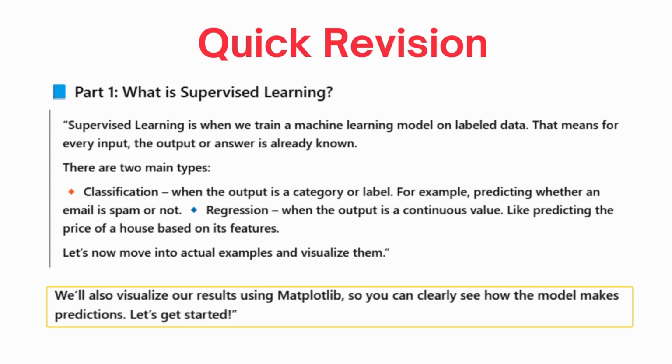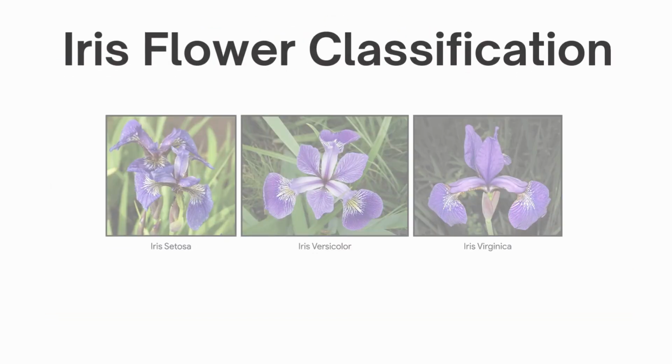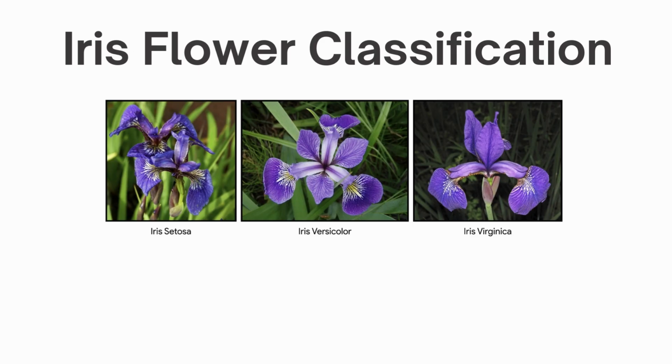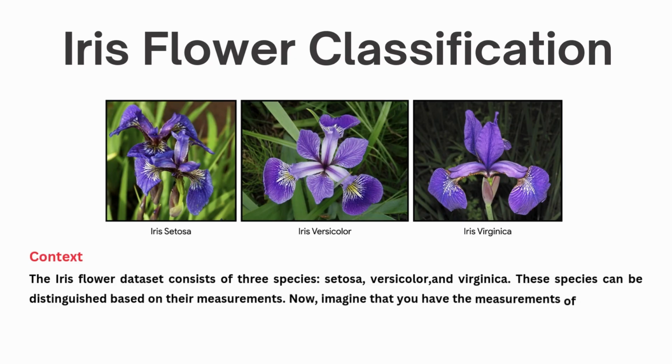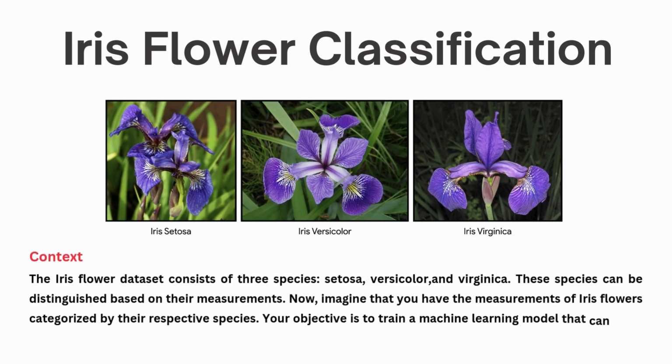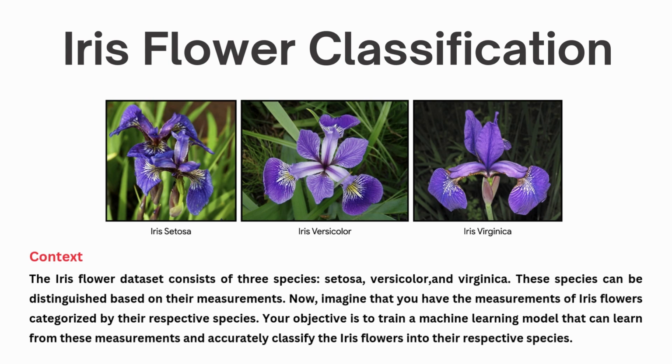Let's now move into actual examples and visualize them. We will also visualize our results using matplotlib so you can clearly see how the model makes predictions. Let's get started. Iris flower classification. The context is the iris flower dataset consists of three species: Setosa, versicolor, and virginica. These species can be distinguished based on their measurements. Now imagine that you have the measurements of iris flowers categorized by their respective species. Your objective is to train a machine learning model that can learn from these measurements and accurately classify the iris flowers into their respective species.